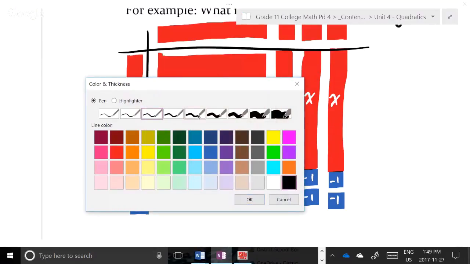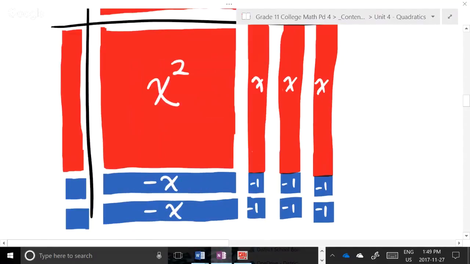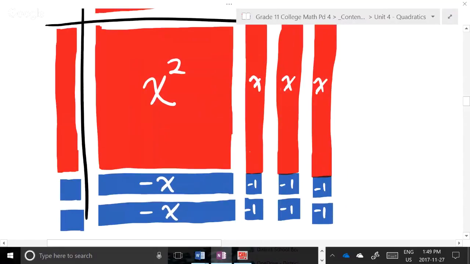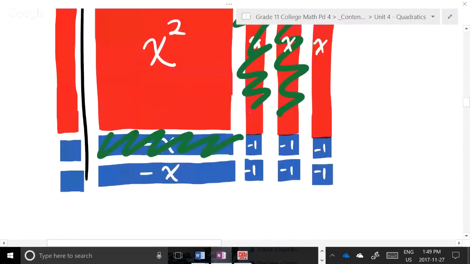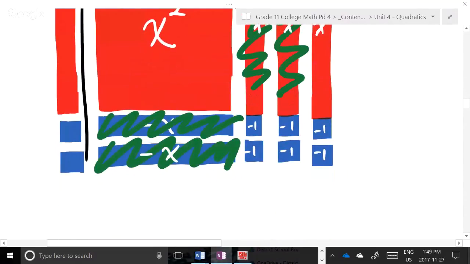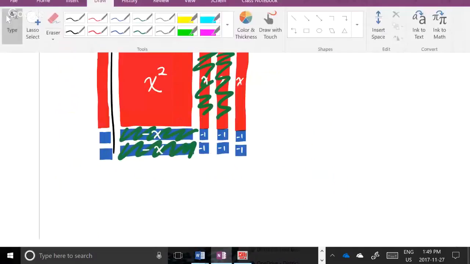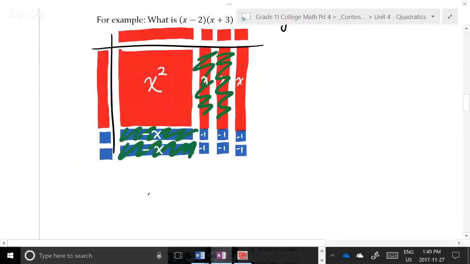X squared plus x. The first thing I'd say is that anything where you have a negative and a positive, they cancel each other out, right? So a positive x will cancel out a negative x. This positive x will cancel out this negative x. And all together, what are we left with? Well, we have an x squared. What else do we have? What's left? Yep, plus just 1x. If you put a 1 in front of it, that's not wrong.